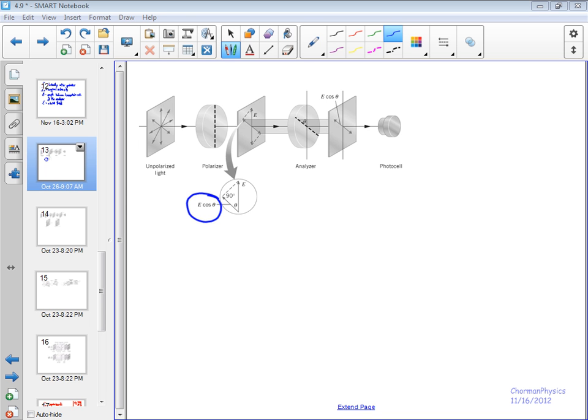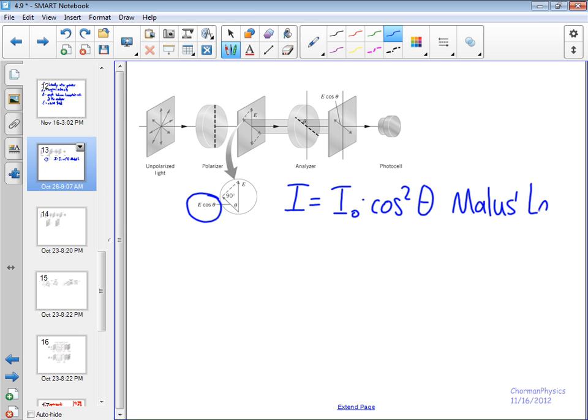Which tells us this guy right here. This is Malus's law. It tells you the decrease of intensity based on how a polarizer is angled there. All right?